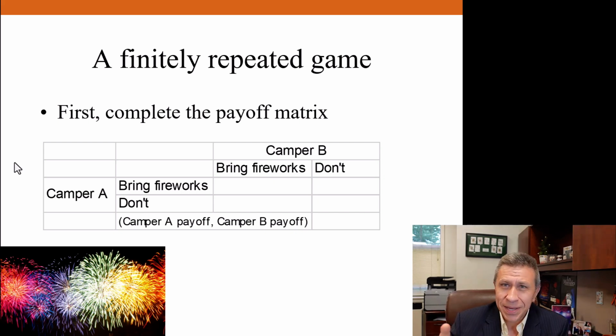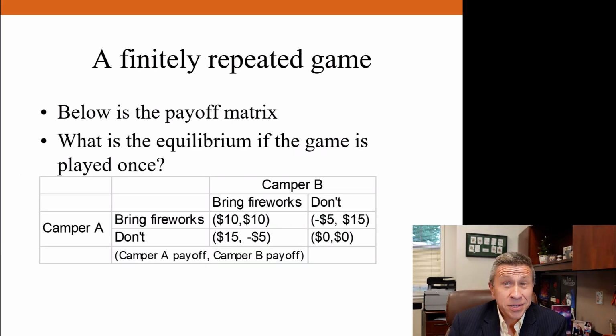If one of them brings fireworks and the other doesn't, remember the person has to spend $20 to buy the fireworks and only gets $15 of value. So the person who brings them loses $5 worth of utility, but the person who doesn't bring them gains $15 worth of utility. And that causes our payoff matrix to look like this. So we have the payoff matrix.